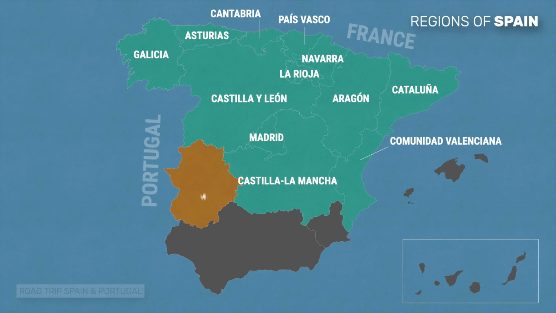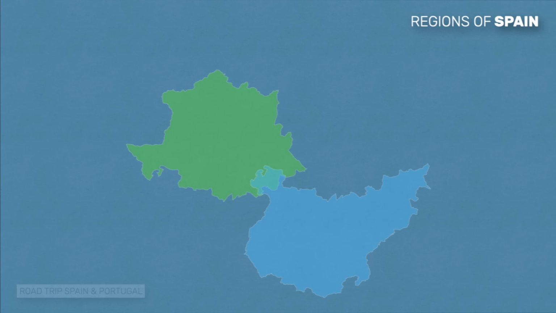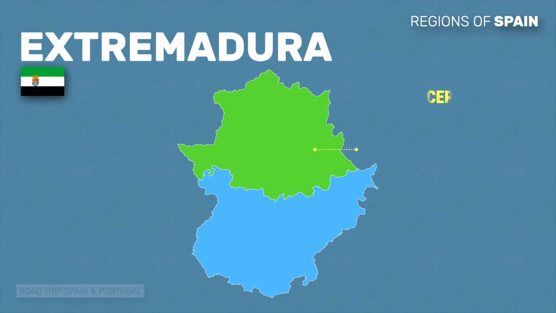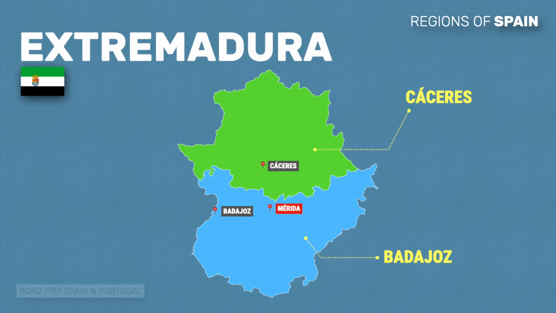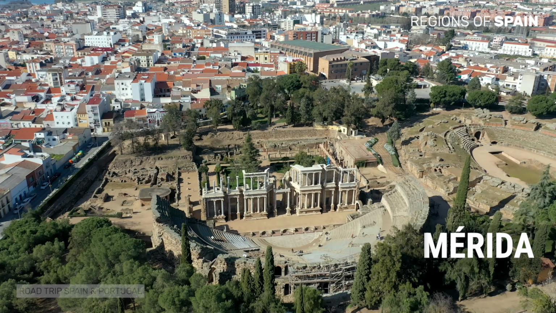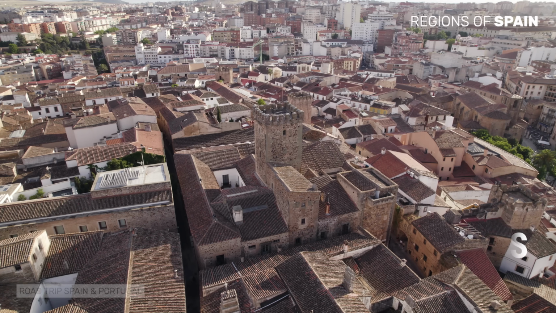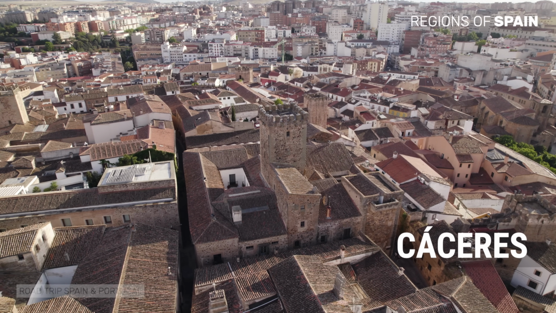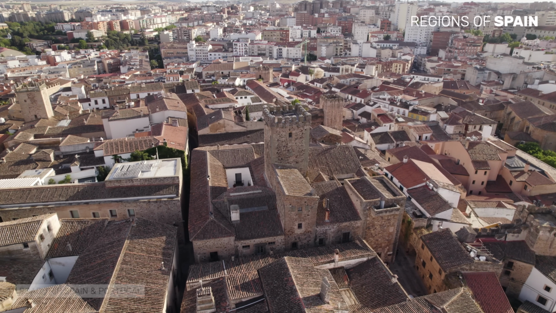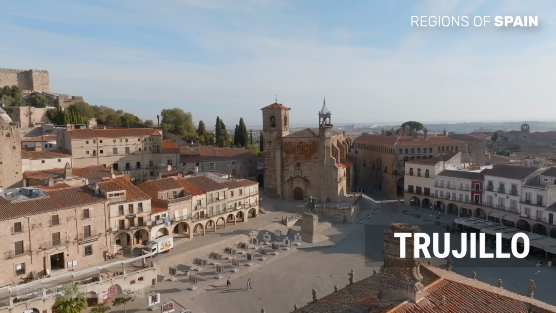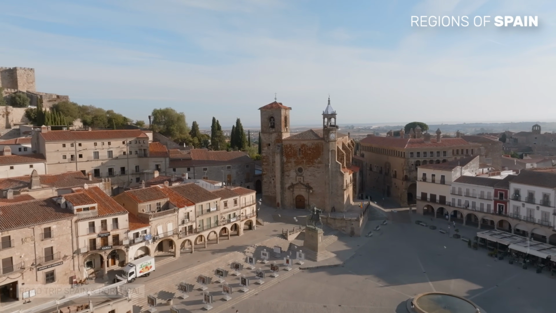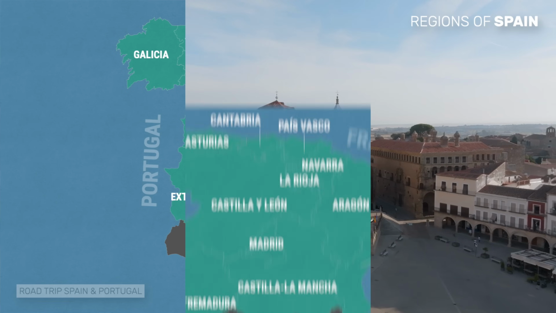Extremadura borders Portugal to the west. The region is divided into two provinces, Cáceres and Badajoz. The capitals of each province bear the same name as the province, and its capital is Mérida. In addition to the valuable treasures from Roman times that can be visited in Mérida, especially its Roman theatre, and the historic center of Cáceres, declared a World Heritage Site, it is worth visiting numerous small towns with immense heritage value, Trujillo being the jewel in the crown.